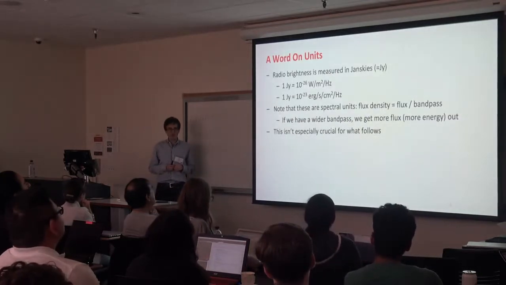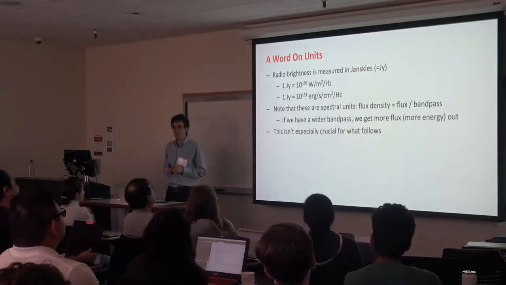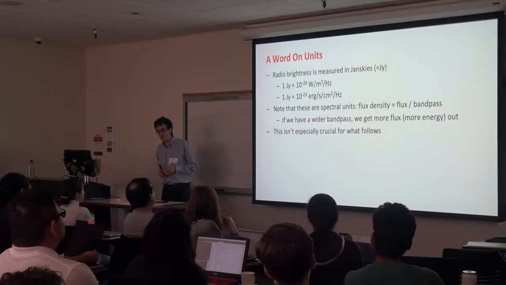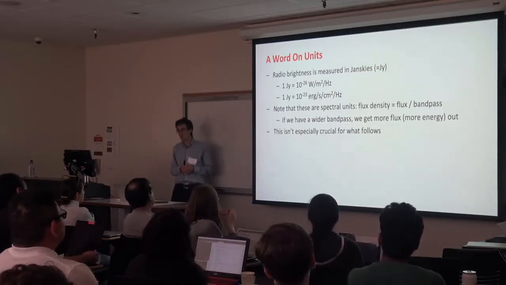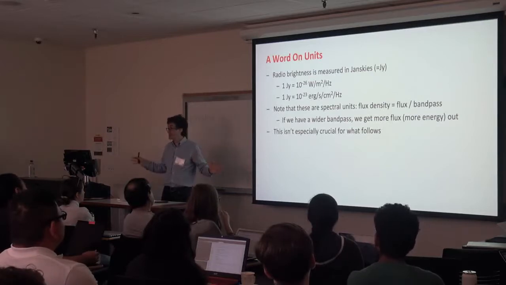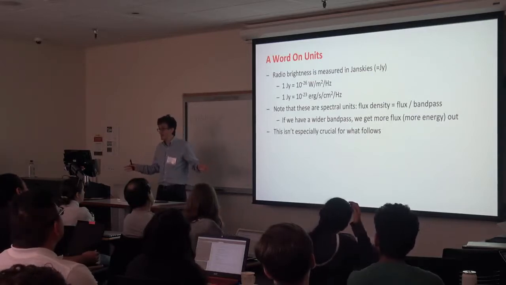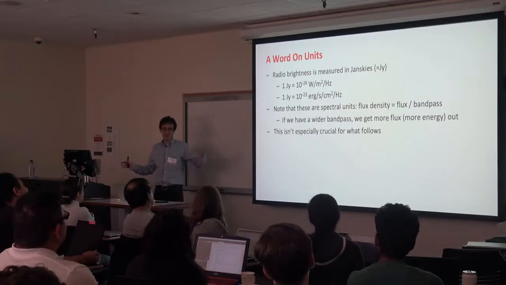And then a word on units. Radio brightness is measured in Janskys. One Jansky is 10 to the minus 26 watts per meter squared per hertz, or 10 to the minus 23 ergs per second per centimeter squared per hertz. It really doesn't matter for what we're doing today. The numbers in the table that we'll look at later have units of microjanskys. It really doesn't matter. Bigger is brighter, unlike magnitudes. That's all you really need to know.